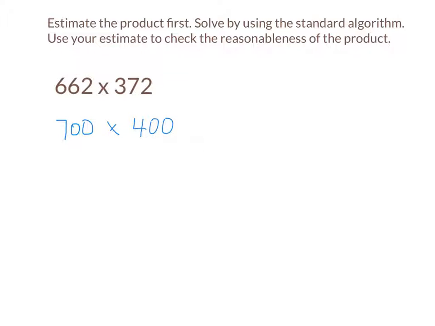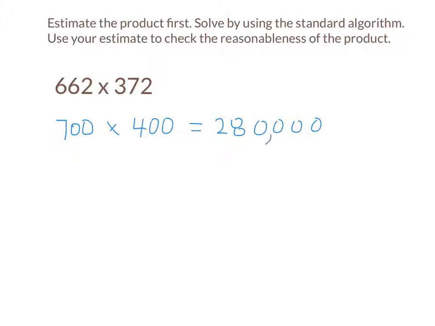Will the actual number be less or more? Less. Because each of these factors we rounded up. Do you see that? Yeah. Okay, so what's 7 times 4? 28. And then how many multiples of 10 do we have to add? 1, 2, 3, 4. Good.